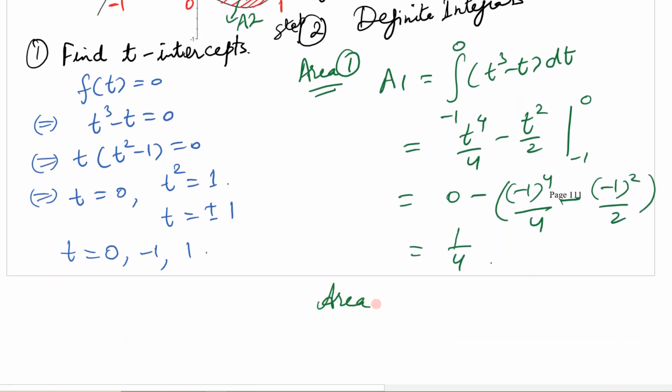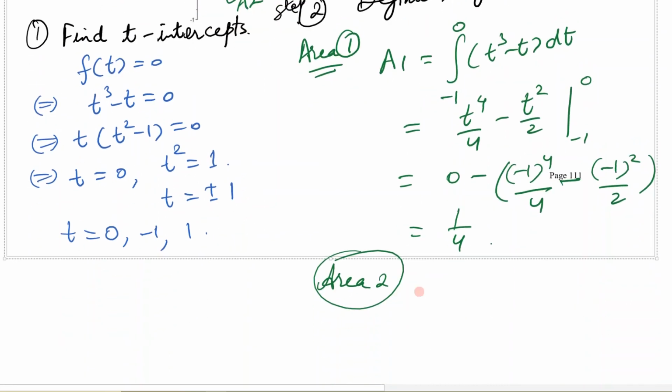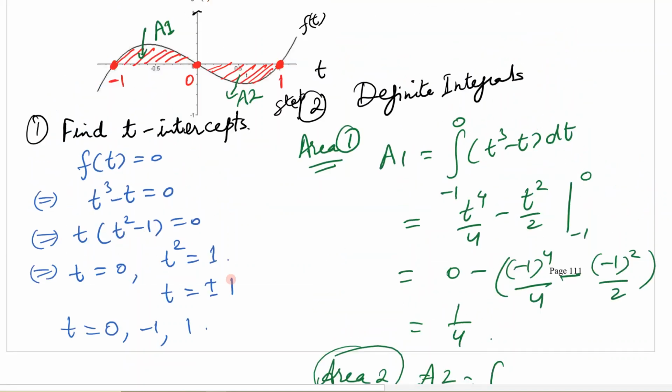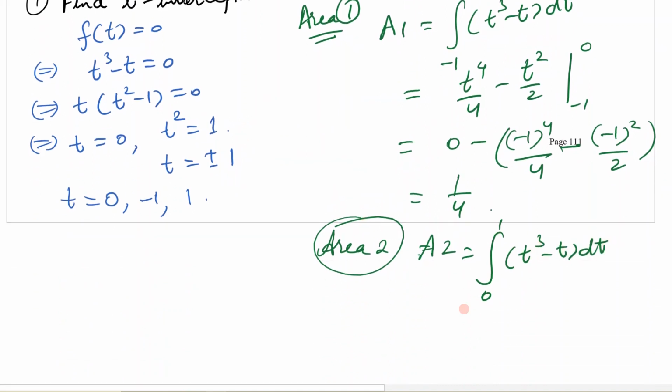So let's figure out our area number 2. Area number 2 is below the x-axis, so that's why I'm finding it separately, because we're going to get a negative answer. So area 2 is equal to the integral from 0 to 1, and our function is t cubed minus t dt. We take the integral: t^4 over 4 minus t squared over 2, and the limits of integration are from 0 to 1.